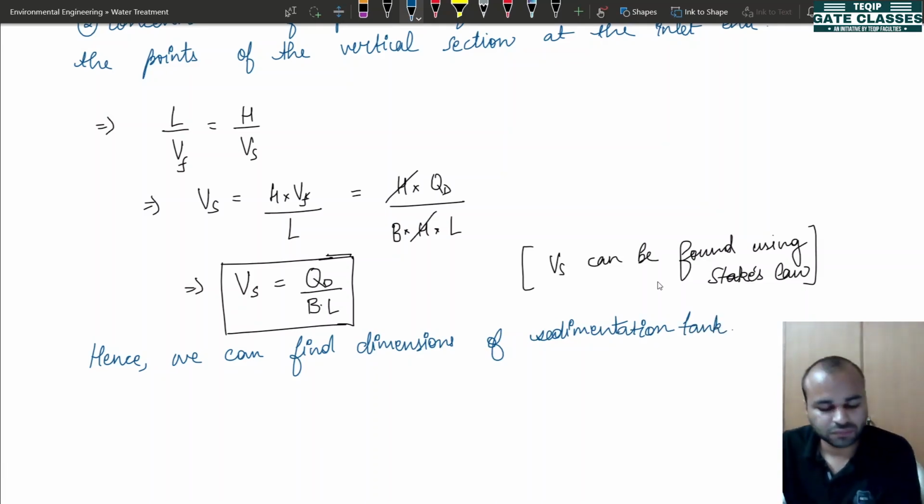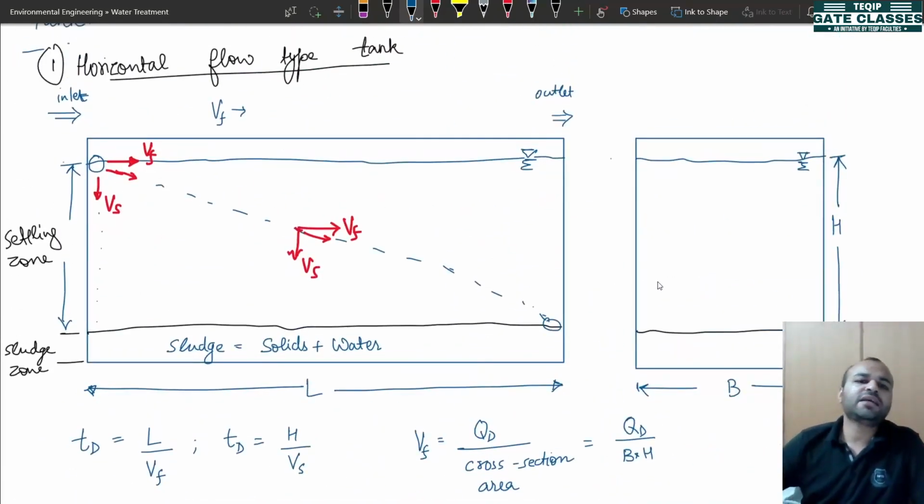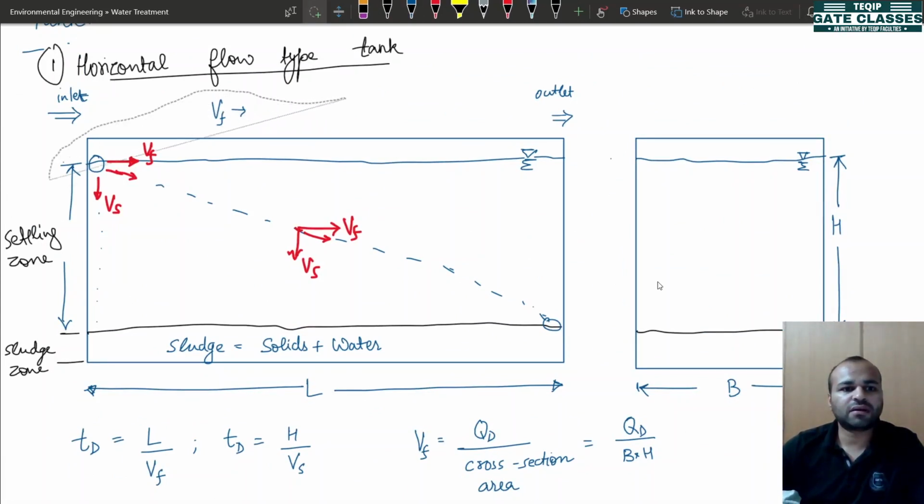Okay. Now let us discuss various different cases. This will improve your understanding regarding it. I am taking this diagram below so that it will be easier for us to understand.